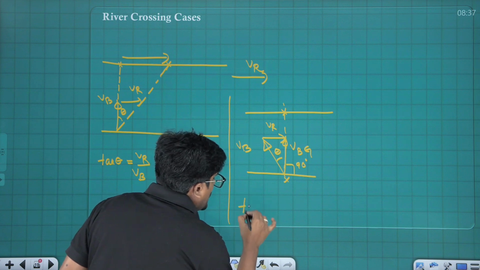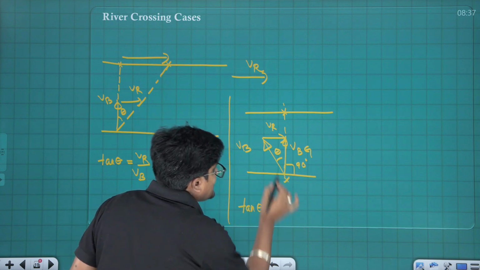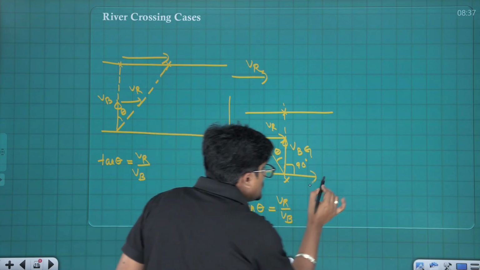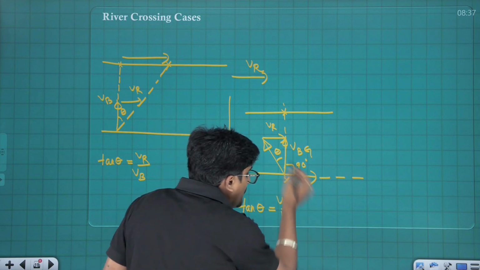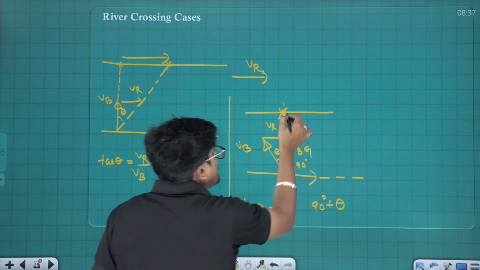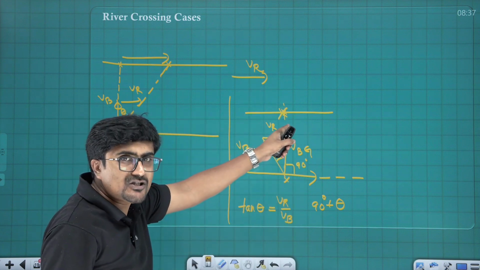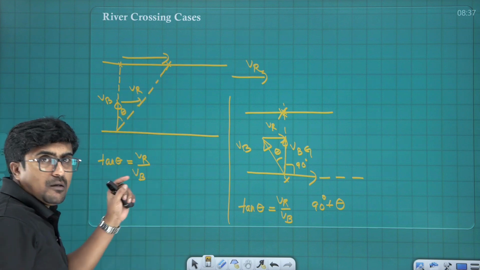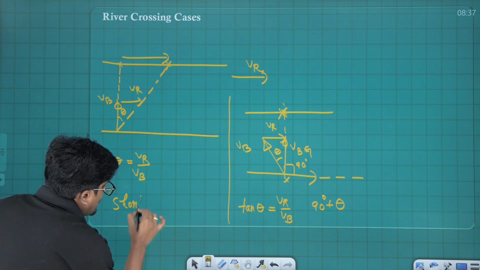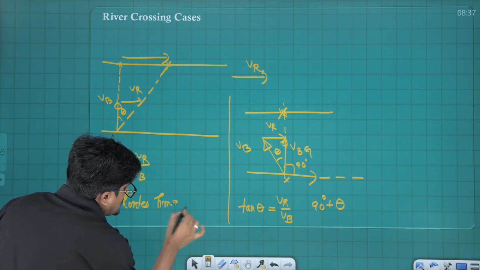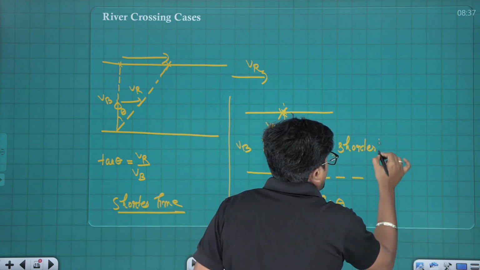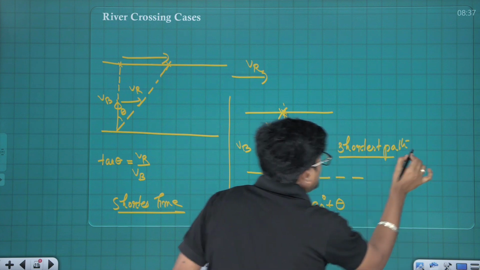Now here if I want to find that theta value, then tan theta is going to be Vr upon Vb. And with respect to the direction of flow of the river, the boat needs to be headed at an angle of 90 degrees plus theta to reach the opposite point. So this is the case of shortest path, and here this is the case in which we can cross the river in the shortest time. Here this is the case of shortest time, and here this is the case of shortest path.